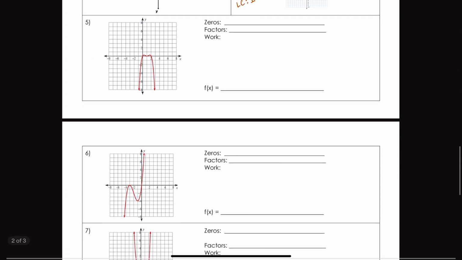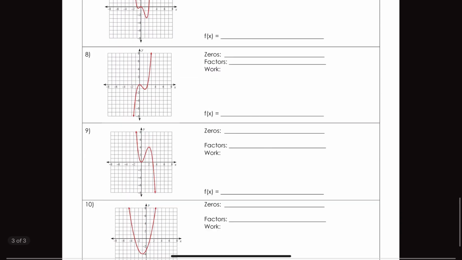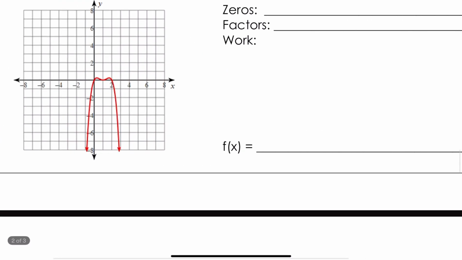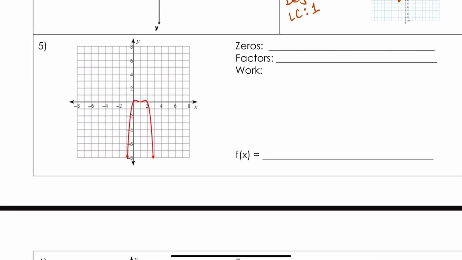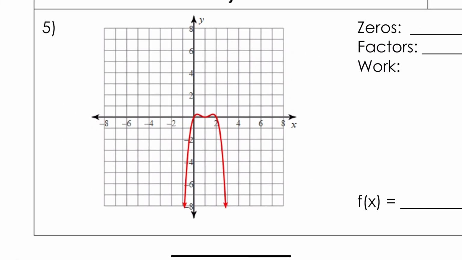Let's move on to number 5, 6, 7, 8, 9, and 10. So 5 through 10. This time you will be given the graph. We are given the graph, and we need to write the equation from the graph.